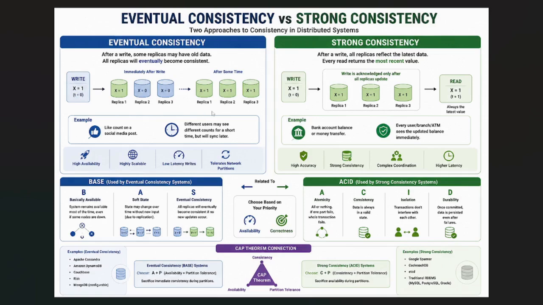So this is about eventual consistency and strong consistency. There are two concepts basically. With strong consistency, like we have seen in all the RDBMS ACID properties: atomicity, consistency, isolation, and durability. So either the transaction completes or it fails. There is no partial thing. And data is always in a valid state. When we say x equals 1, it is x equals 1. And transactions don't interfere. If there are parallel transactions going on, they work in isolation.